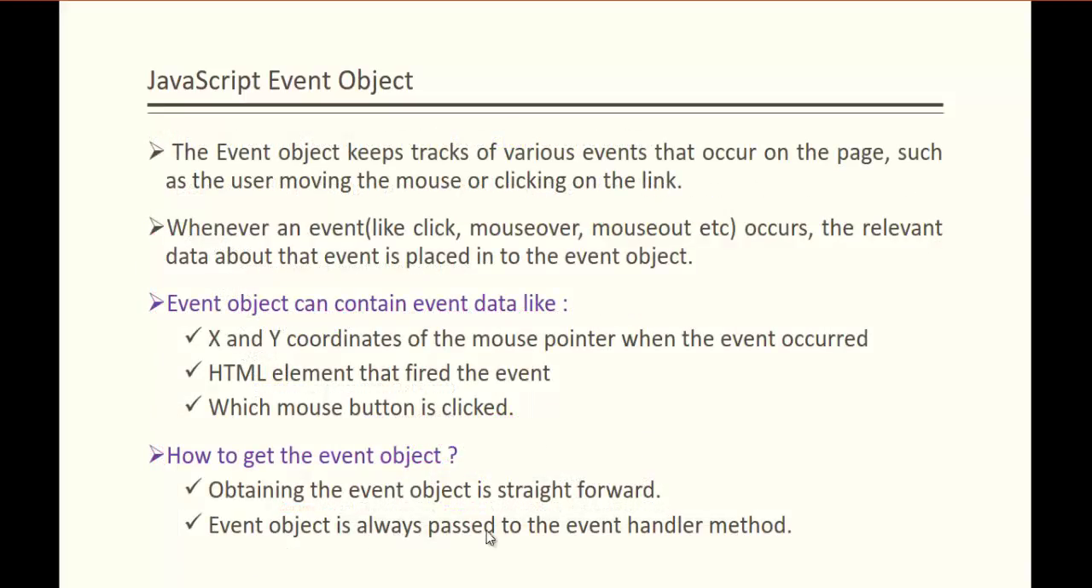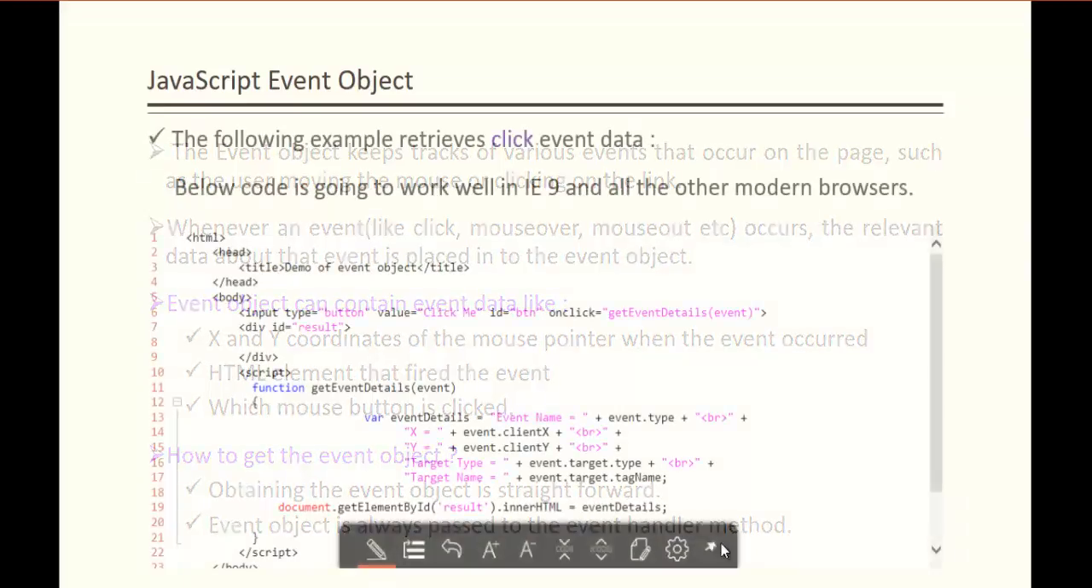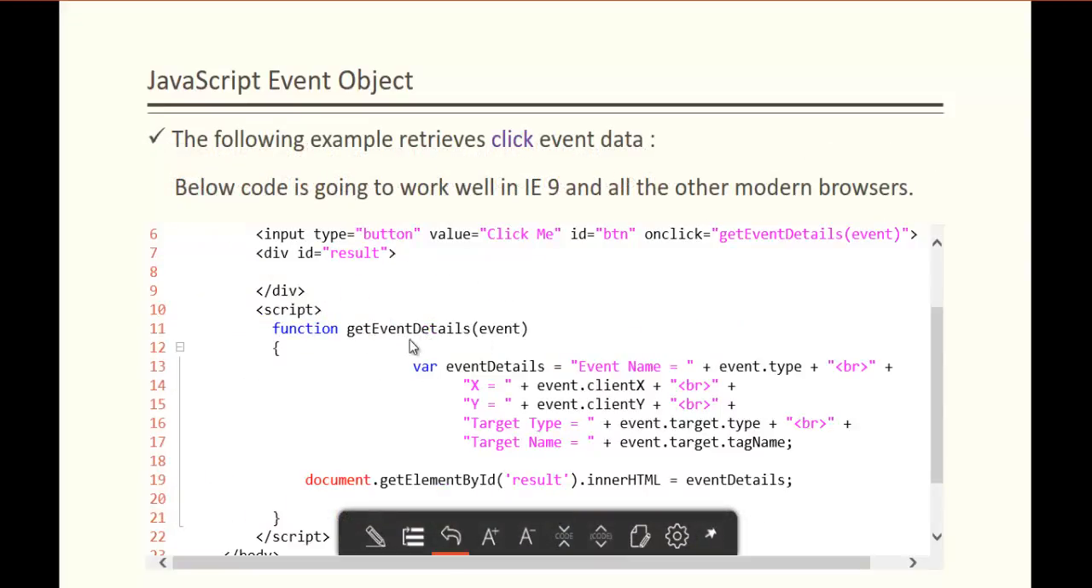The event object is always passed to the event handler method. Here is the event handler method, and to this event handler method, the event object is passed. With the help of this event object, I can get the event type. Apart from that, I can get event.clientX, which returns the x coordinate of the mouse where I clicked on the button, and the y coordinate, as well as the event target type and the event target tag name. In the sense, on which tag I'm clicking, it's going to return the name of it.